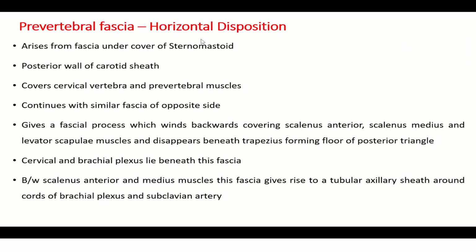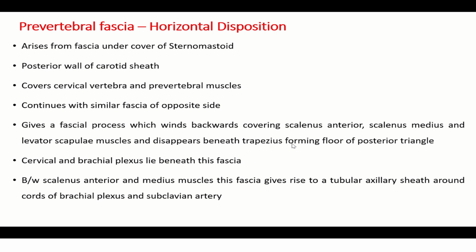So the prevertebral fascia, again horizontal disposition, arises from the fascia at the core of sternocleidomastoid, forms the posterior wall of the carotid sheath, covers the cervical vertebra and prevertebral muscles, and continues with the similar fascia of the opposite side. Sometimes it gives a fascial process which winds backwards, covering scalenus anterior, scalenus medius and levator scapulae muscles, and disappears beneath trapezius, forming the floor of the posterior triangle.